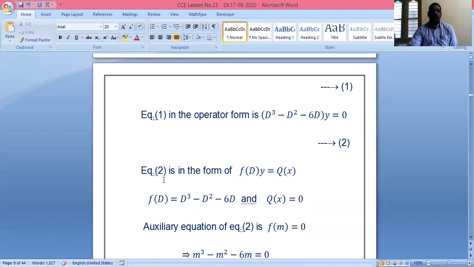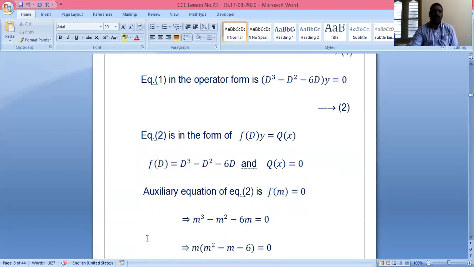Now equation 2 is in the form of f of D into y is equal to Q of x. Here f of D is equal to D cube minus D square minus 6D and Q of x is equal to 0. The auxiliary equation of equation 2 is f of m is equal to 0. That implies m cube minus m square minus 6m is equal to 0.